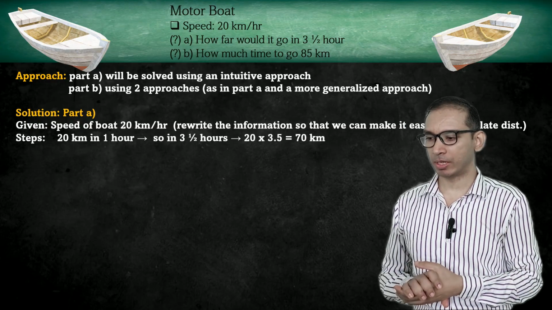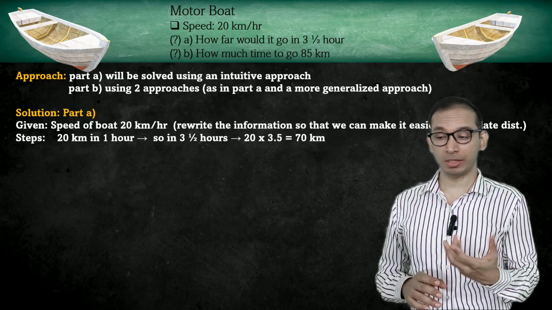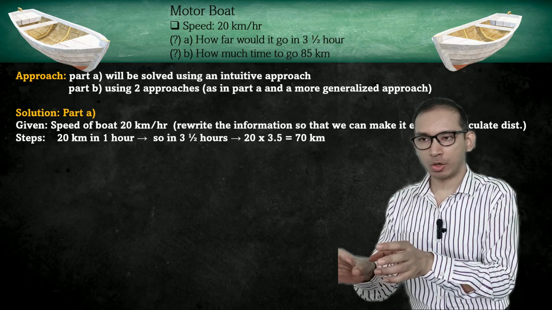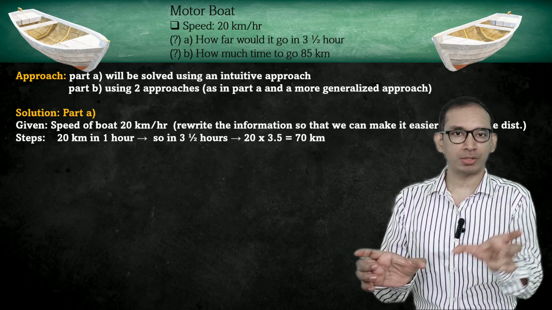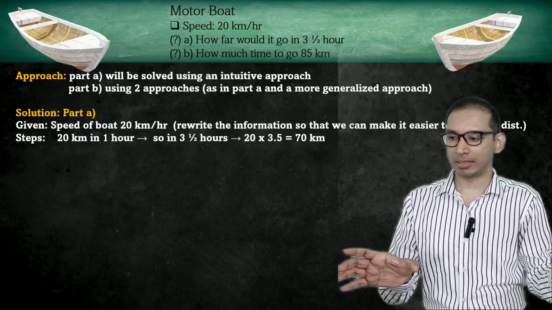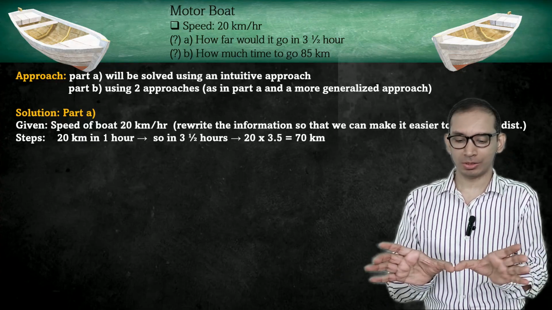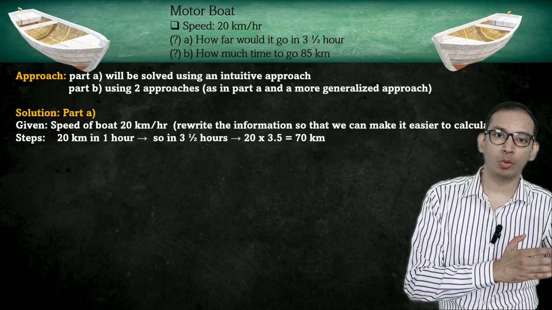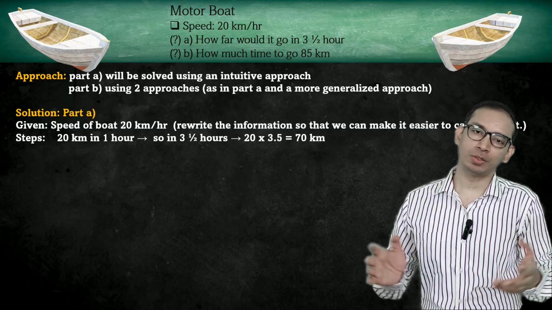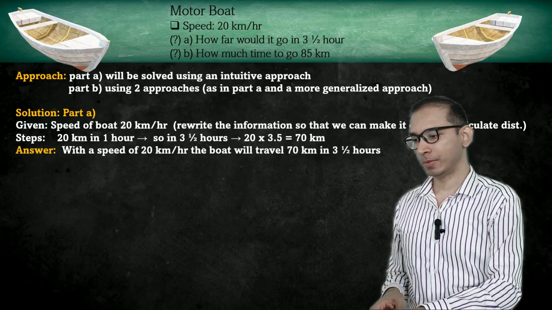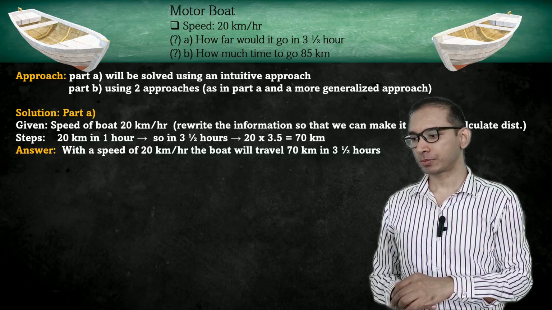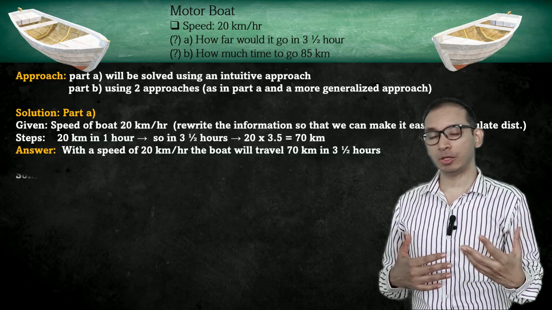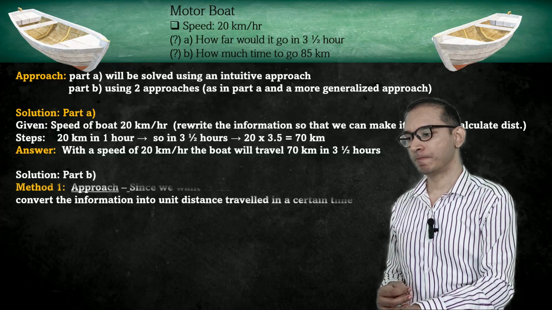So solution to part A, given that the speed of the boat is 20 kilometers per hour, we again rewrite the calculation so that it makes it easier to calculate the distance. So 20 kilometers in 1 hour, so in 3.5 hours, 20 kilometers, 20 kilometers, 20 kilometers. So that is 60 kilometers in 3 hours, and in half an hour, 10 kilometers. The answer is 70 kilometers. That's your intuitive approach, very easy. So with a speed of 20 kilometers per hour, the boat will travel 70 kilometers in 3.5 hours.